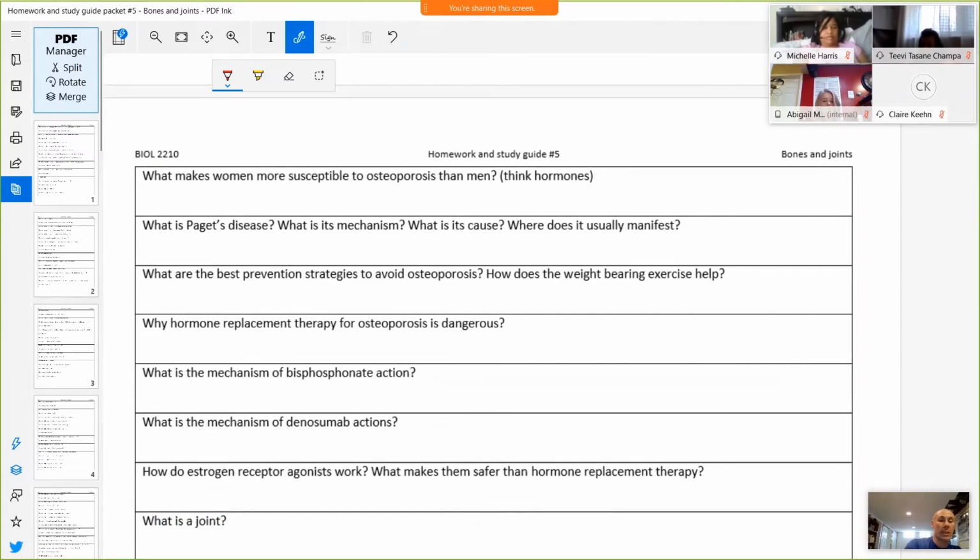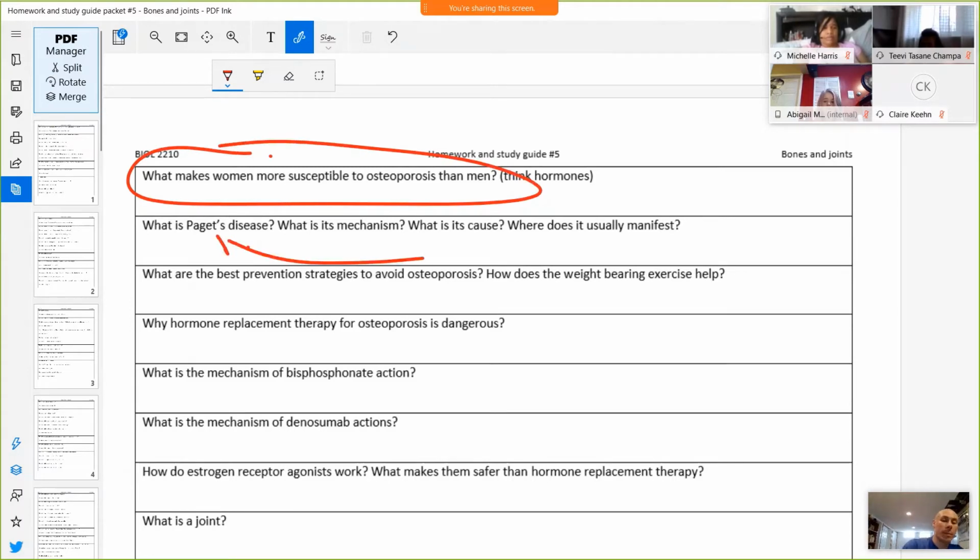Menopause. Paget's disease, haphazard accumulation of the bone. Just too much osteoblast and osteoclast activity. Bones are brittle, poorly formed. Cause is unknown. Usually manifested in the hips and in the head, the cranium.